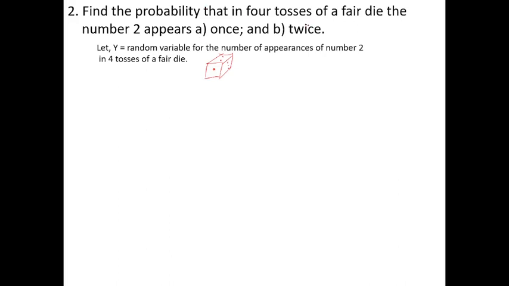Find the probability that in 4 tosses of a fair die, the number 2 appears once. So what's the answer here for letter A? So here's the binomial distribution formula. Okay, formula for binomial distribution.